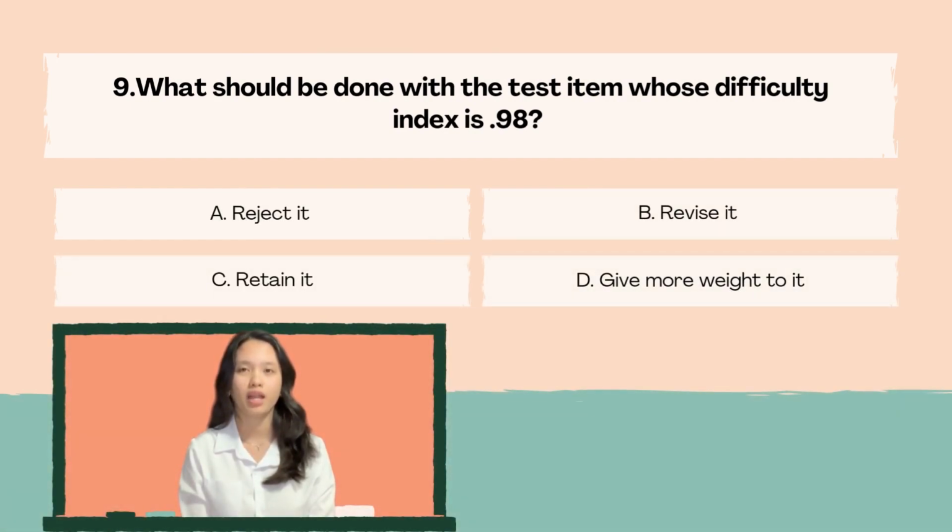For question number 9, what should be done with a test item whose difficulty index is 0.98? A. Reject it. B. Revise it. C. Retain it. D. Give more weight to it. You have 15 seconds to answer.